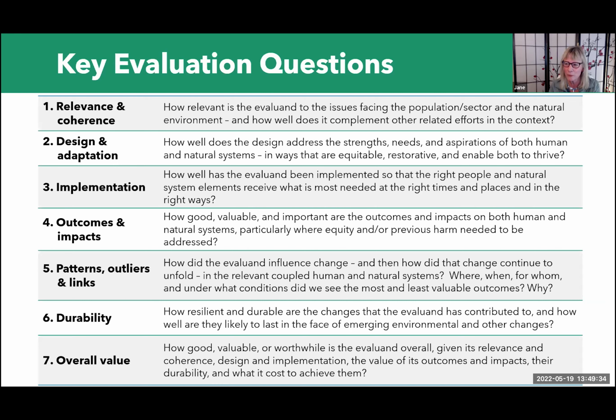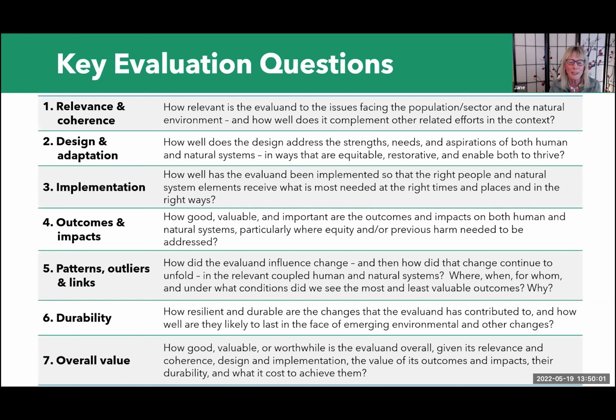So note that the word evaluand refers to whatever's being evaluated. That could be a policy, strategy, program, project, initiative, a construction, or any kind of change effort, for example. Like most lists of high-level evaluation questions, these KEQs cover relevance and coherence, design and implementation, outcomes and impacts. I put in patterns, outliers and links, durability and overall value.